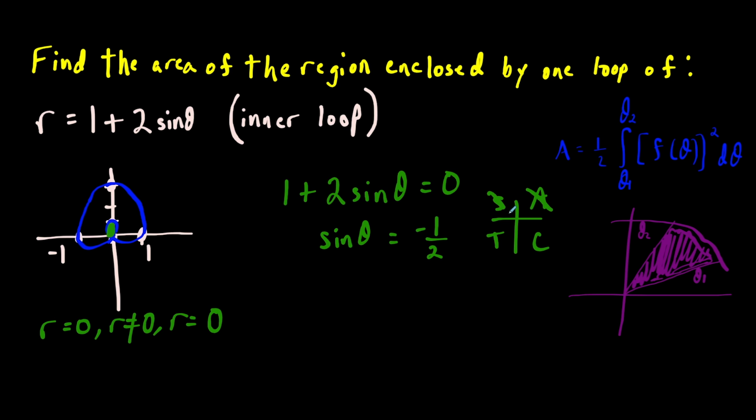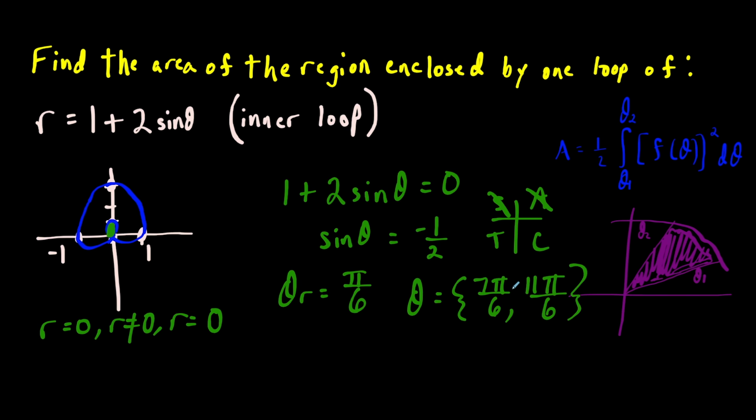Sine is negative in quadrants 3 and 4. The reference angle here is pi over 6, since sine of pi over 6 equals positive 1/2. But we're interested in quadrants 3 and 4, so we ask what angle has a reference angle of pi over 6 in quadrant 3. It would be 7 pi over 6. And in quadrant 4, it would be 11 pi over 6.